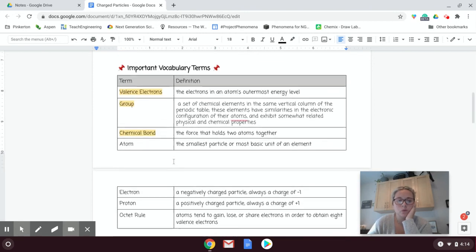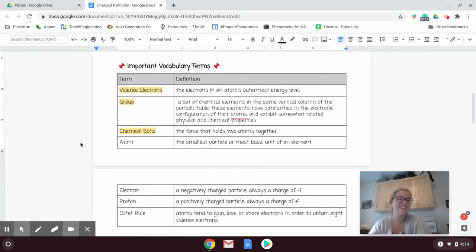So here are some important vocab terms. Our valence electrons, our group, chemical bond, which I just mentioned above in the background info. And then we have atoms, which is what chemistry is really all about. They're the smallest particle, and they make up everything. Then we have our electrons, which are our negatively charged particles, protons, which are positively charged particles, and then our octet rule.